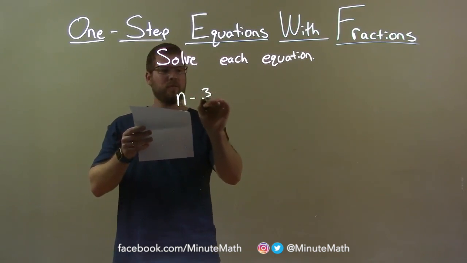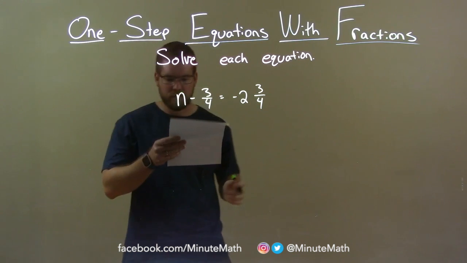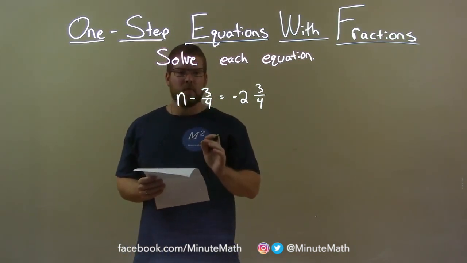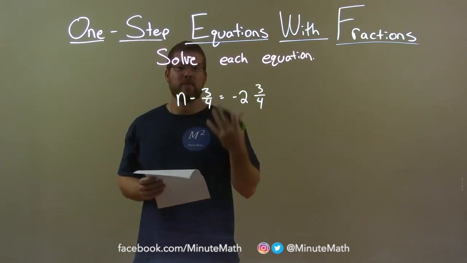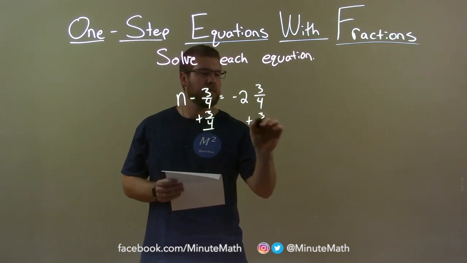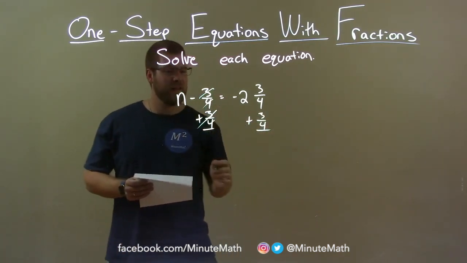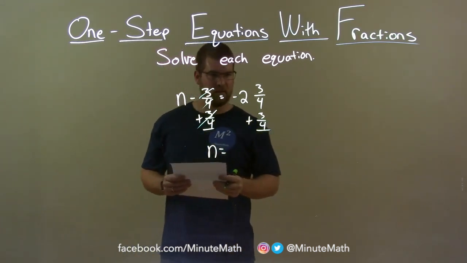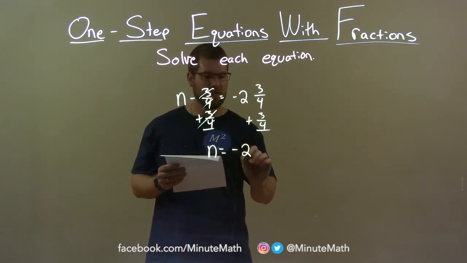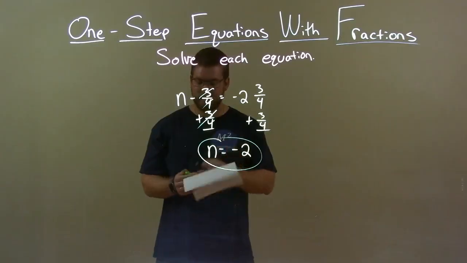n minus 3/4 equals negative 2 3/4. Well, to do this, what I want to do is get n by itself. Well, n minus 3/4 there, opposite of subtraction is addition. So if I add 3/4 to both sides, I will eliminate the 3/4 on the left, giving me n by itself. Now, negative 2 3/4 plus 3/4 is just negative 2. And so our final answer here is just n equals negative 2.